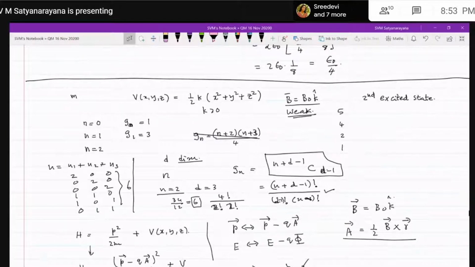Now a perturbation in the form of a weak magnetic field B equals B naught k, where B naught is a constant, is switched on. Into how many distinct levels will the second excited state of the unperturbed Hamiltonian split? How many distinct states will it?